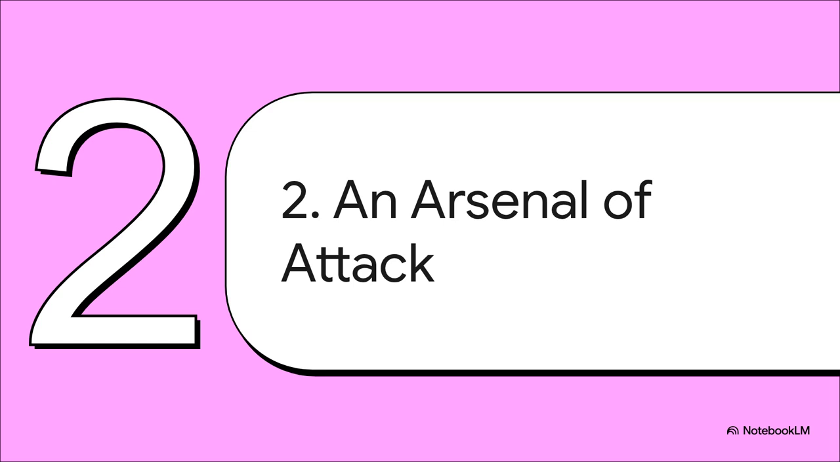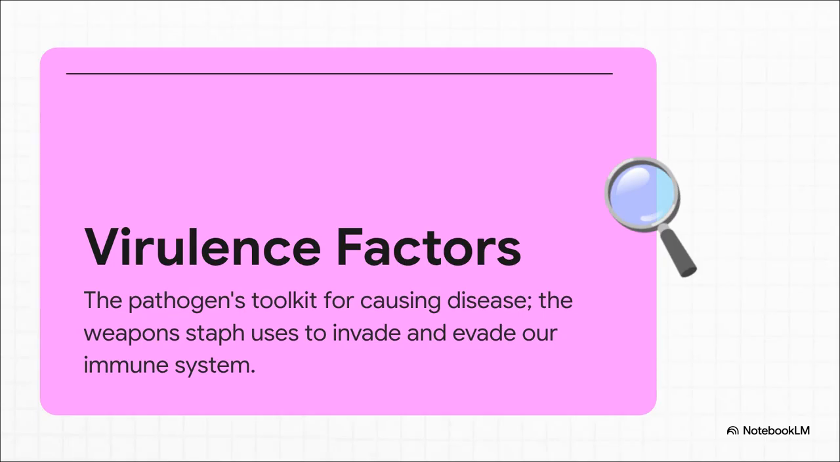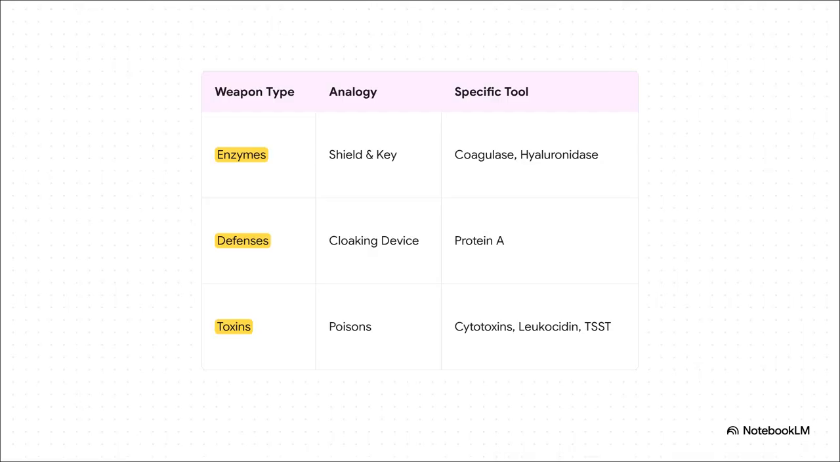Well, the answer is that Staph doesn't just sit around and wait for opportunities. It comes fully equipped with an entire arsenal of attack. In the science world, these weapons are called virulence factors, but really, you can just think of it as the bacteria's personal toolkit for causing disease. It's a whole set of molecular gadgets that let it invade our body, dodge our defenses, and cause some serious damage.